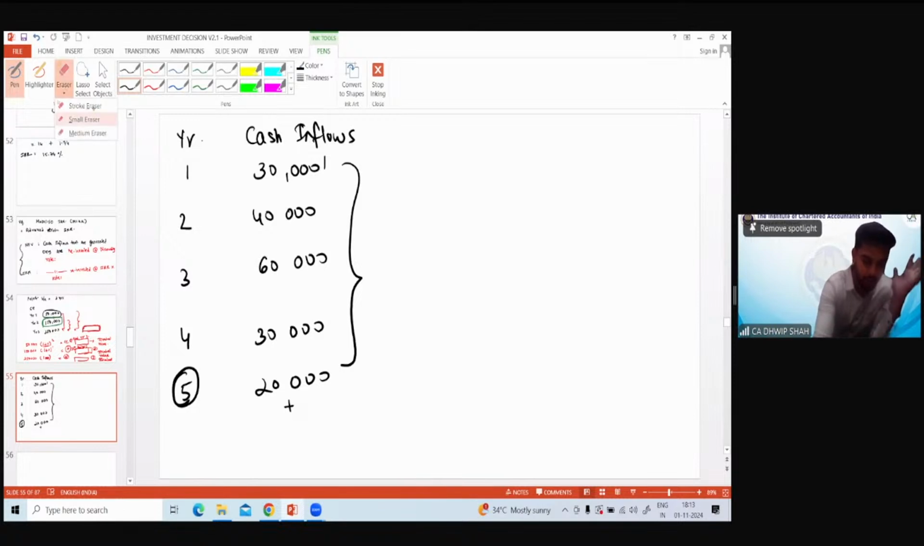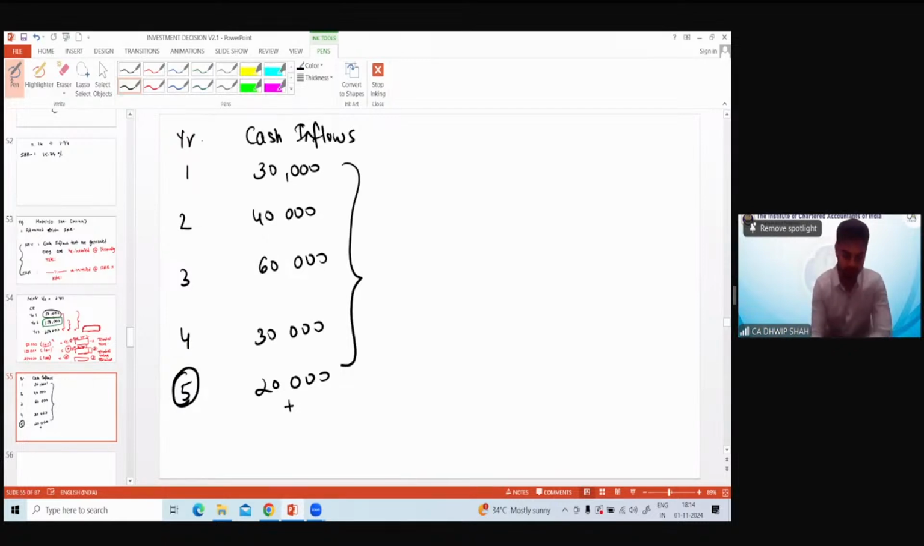Now the company will not keep these funds idle in its bank account. It will reinvest. And at what rate will it reinvest? Modified IRR says it will reinvest at its desired rate of return, at the company's expected rate of return. And if that is not given, then at the industry rate. And if that is also not given, then at the cost of capital, the discounting rate.